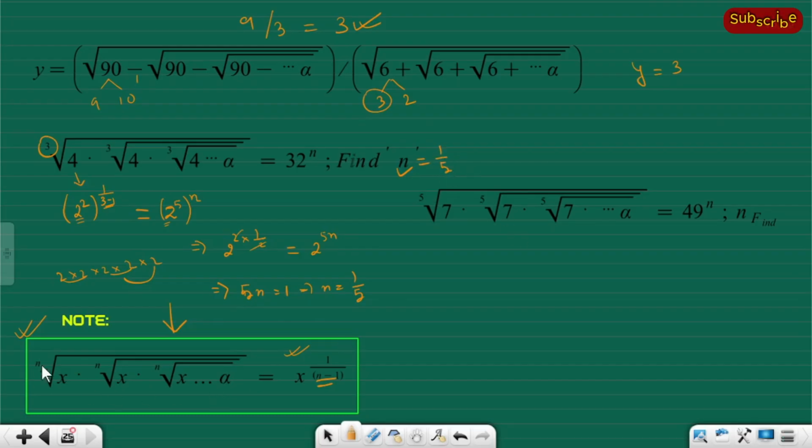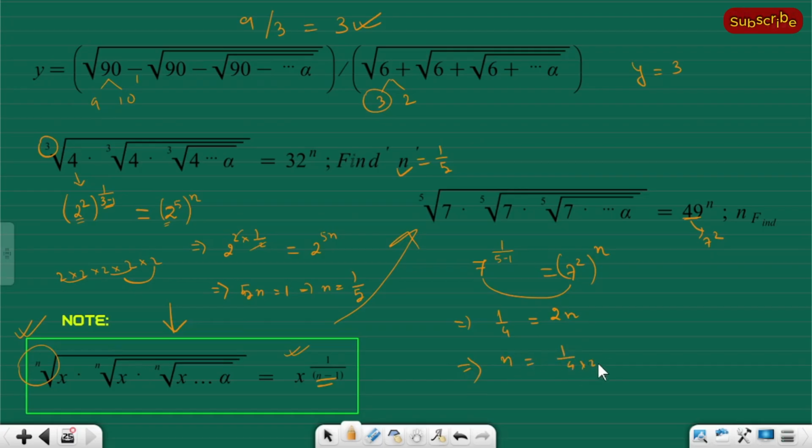Same, this formula only, right? So 7 raised to the power 5 minus 1 equal to, this side can be reduced to 7 square. 7 square n. This base same. So 1 by 4. If the base is the same, the power would be the same. So this implies 2n equal to 1 by 4, n equal to 1 by 4 into 2 equal to 1 by 8. Here n is 1 by 8.